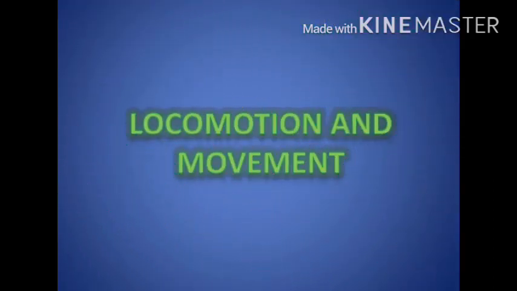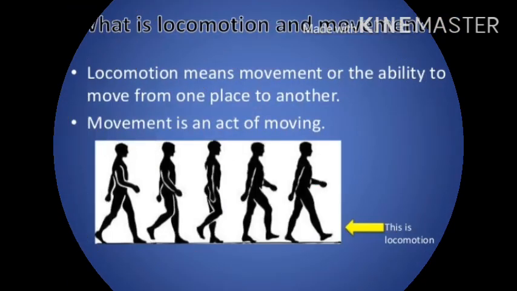Now locomotion and movement, both are different. Now I am going to tell you about the locomotion and movement of the body. Locomotion is basically the movement of an organism as a whole from one place to another, but movement is just the change in the position of any part of the body of an organism, like movement of the hand.